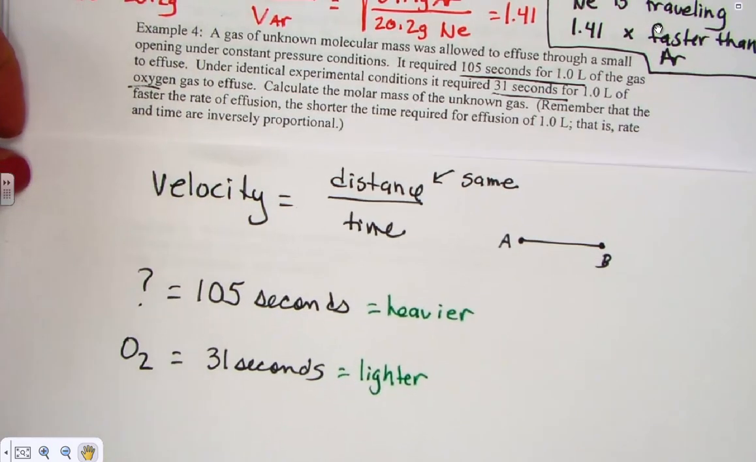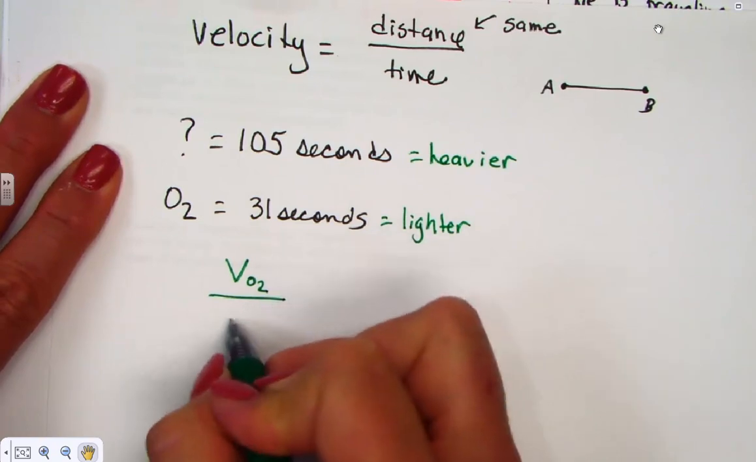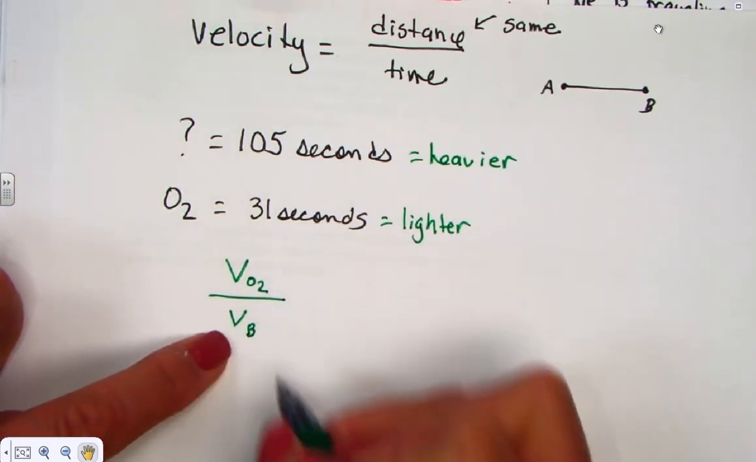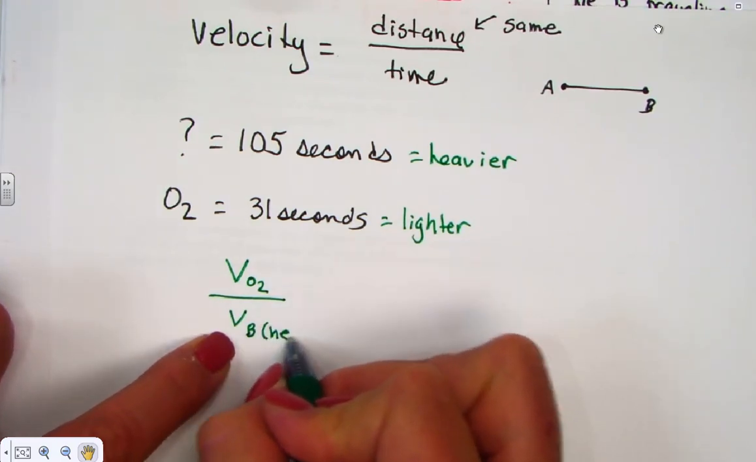So here's what we know. The ratio velocity of the lighter gas to the heavier gas, which we don't know its identity, so let's just call it heavier gas. We'll just use that generic B, for B is the heavier gas.